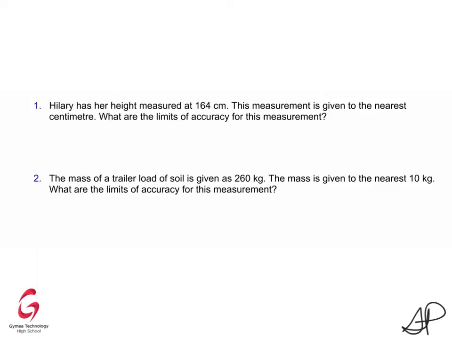Now we're looking at question 1 on page 11. Hillary has her height measured at 164 centimeters, that's to the nearest centimeter. What are the limits of accuracy? Just remember that our limits of accuracy are our upper bound and our lower bound that we have to calculate. To find our upper bound and lower bound, we need our measurement as well as the absolute error. We are told the measurement, that's that 164 centimeters.